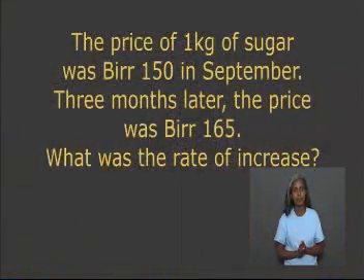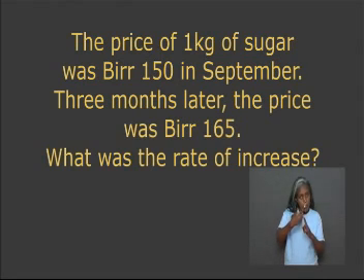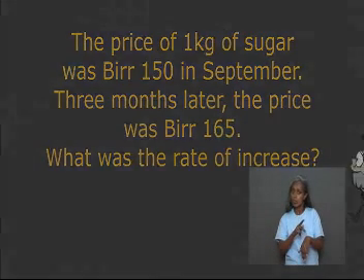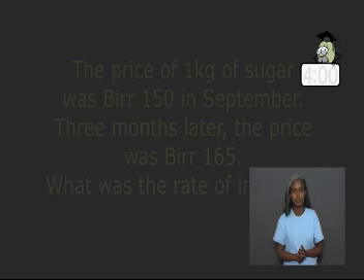Get ready for an activity, students. The price of a kilo of sugar was 150 birr in September. 3 months later, the price had jumped to 165 birr. What was the rate of increase in the price of a kilo of sugar in that period? Students, let's get ready. Begin.